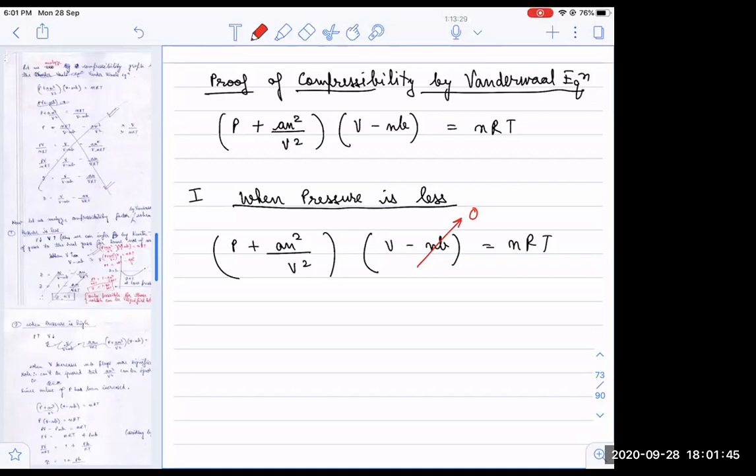Compare this with you people sitting in a park. But then that also should be negligible, an square by V square. No, why should that be negligible? Sir, because volume is in the denominator. Volume is in the denominator.